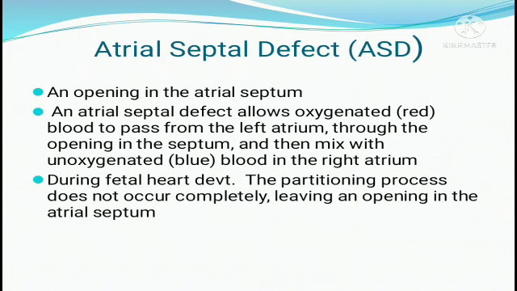It allows the oxygenated blood, that you have seen as red blood, to pass from the left atrium through the opening in the septum. Then it mixes with unoxygenated blood in the right atrium. You have seen the pressure variation, the changes occurring at the time of birth. Before birth, the right side of the heart has more pressure. That is why, through the foramen ovale, blood moves from the right side of the heart to the left, right atrium to the left atrium.